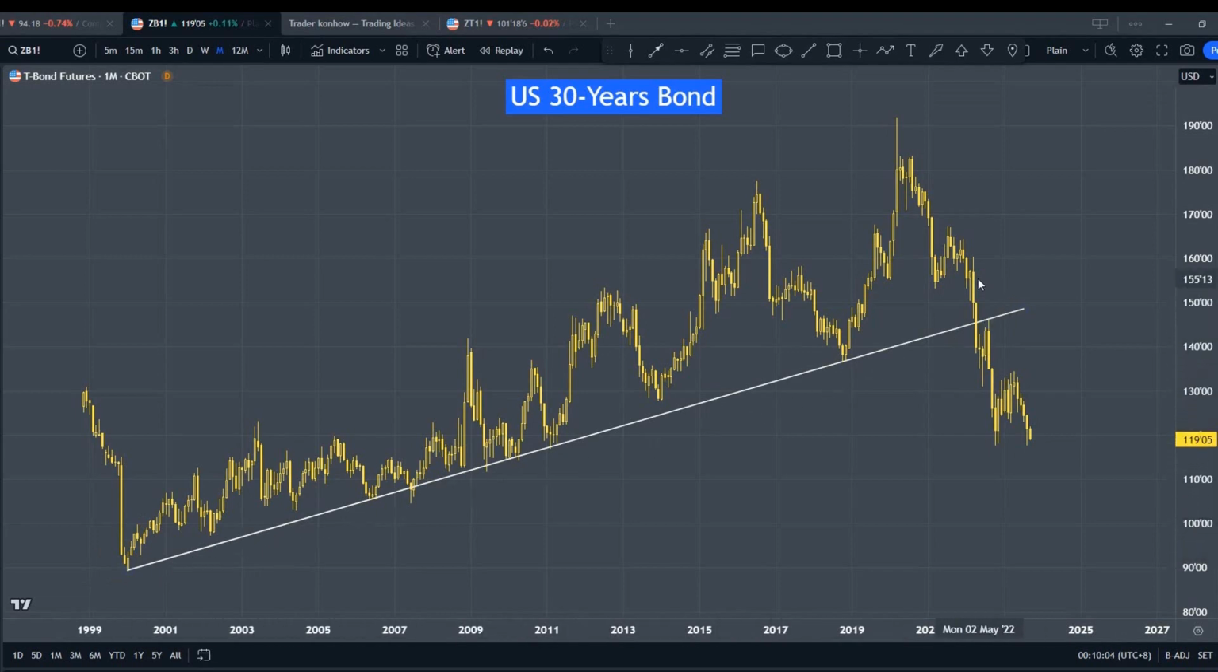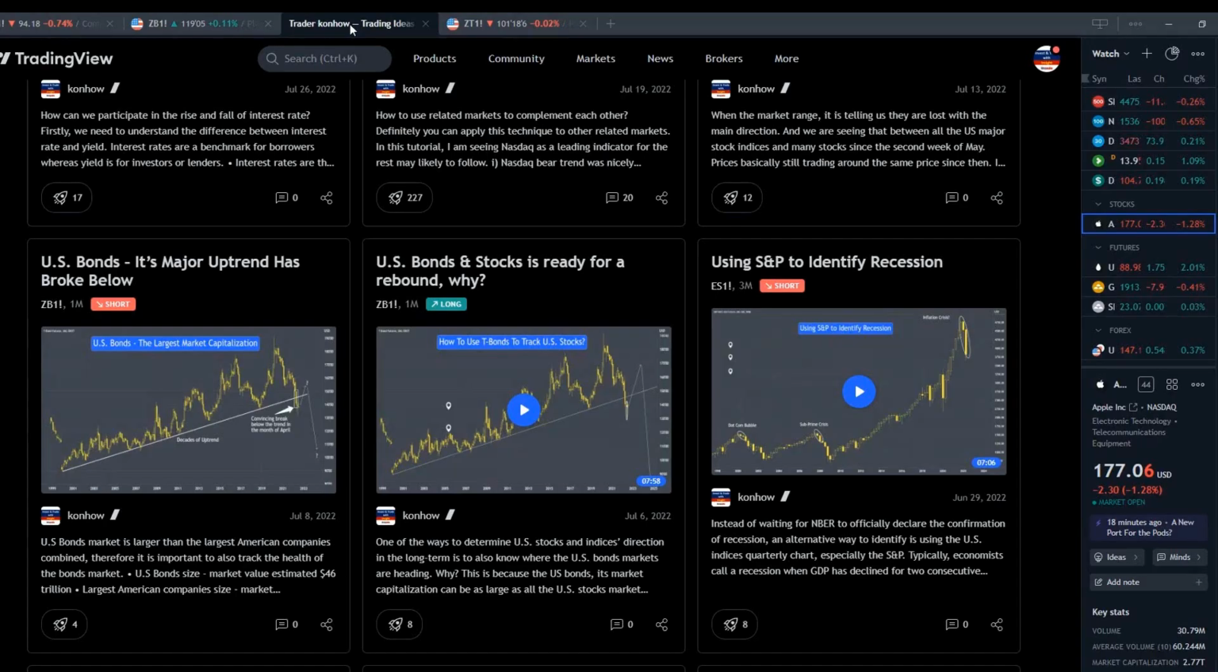And we could see that technically around this period in 2022, it has been broken very convincingly. That signifies that the long-term uptrend for the bonds may be over and we're transiting into a long-term downtrend. Let's take a look at the tutorial done on the 8th of July 2022.